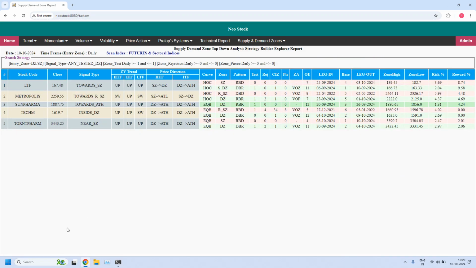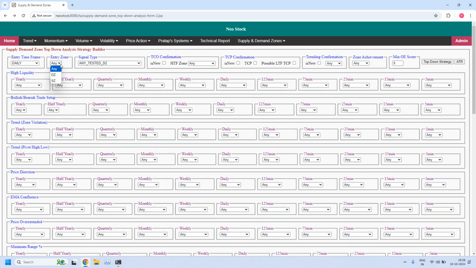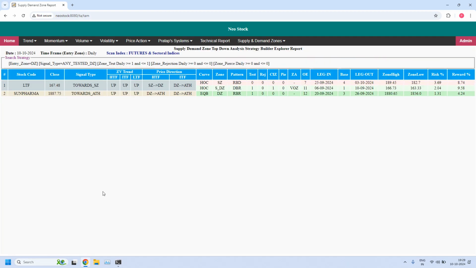So these are the 5 stocks having demand zones tested. Sorry, a mistake here. You need to select entry zone as demand zone. This is the one I forgot. So only these 2 stocks tested today, L&T Finance and Sun Pharma.